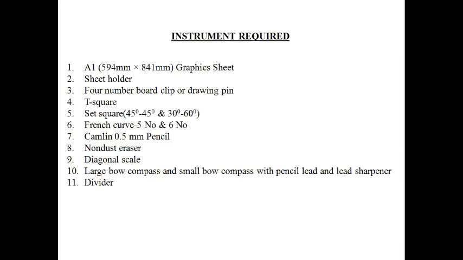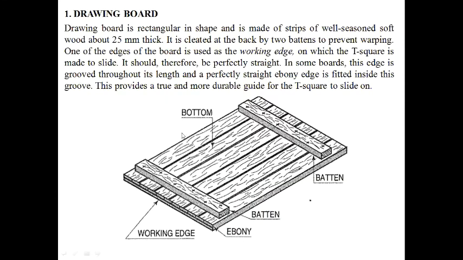I will discuss them one by one. First, this is the drawing board, and this is the bottom side of the drawing board. It is made of wood and is already present in the college. You do not have to bring or buy this when you do the lab in college. The bottom side is here, and on the upper side you fix your sheet. This is the working edge, where the T-square will be attached. This is perfectly straight, and it is made of wood.